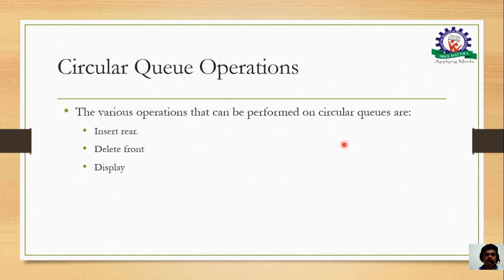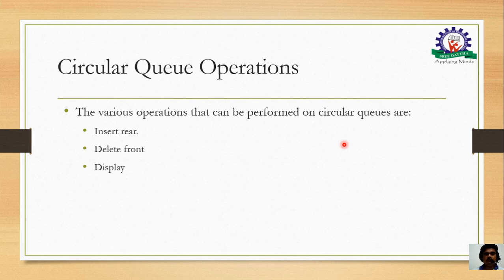Next, what are the operations of the queue? The various operations that can be performed on the circular queue are: insert at the rear, delete from the front, and display. These are the normal operations we already did on the normal queue. But there is a difference between the normal queue and the circular queue: in the circular queue the rear end continues with the front end of the queue. It wraps around, so that it is depicted as a circular object.